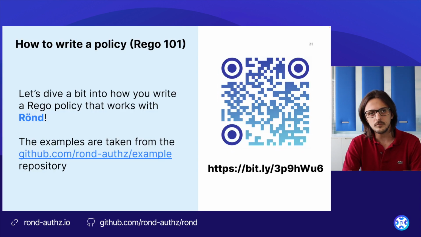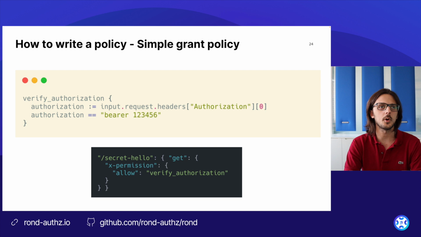Okay, after speaking about how to configure Rönd, let's see how to write policies in Rego. Today we will see a few basic examples that you can find in the repository linked in this slide. If you think that it would be nice to have more contents about how to write Rego policies, please leave a comment. Okay, so the first policy we're seeing today is a simple grant policy.